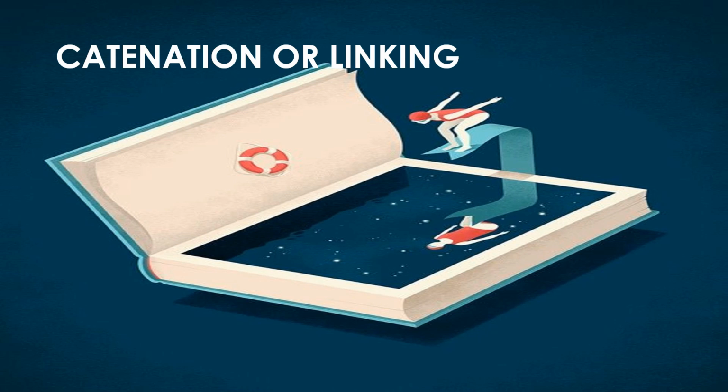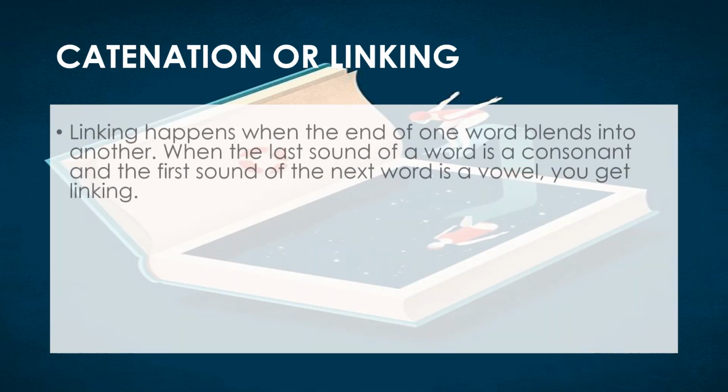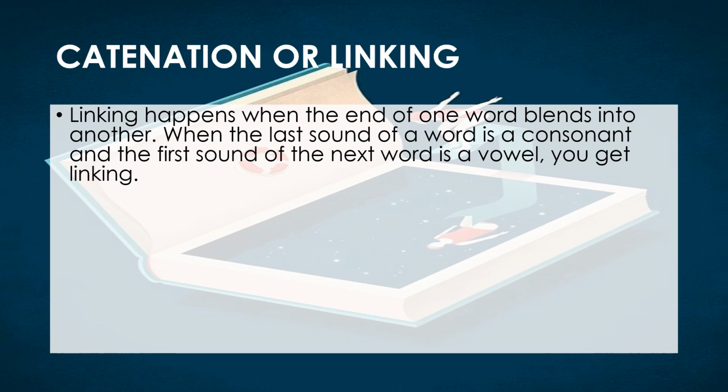Okay. So, in elision, may nawawalang sound. Alright? Now, let's go with catenation or linking. It is said that in linking or catenation, it happens when the end of one word blends into another. When the last sound of a word is a consonant and the first sound of the next word is a vowel, you get the linking or catenation.